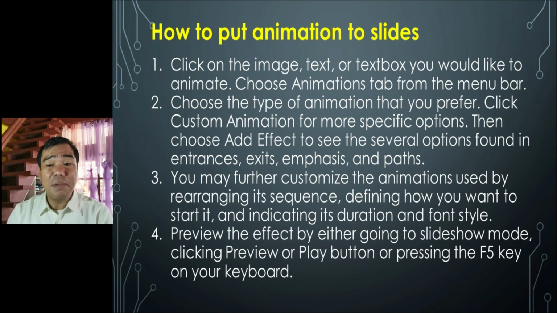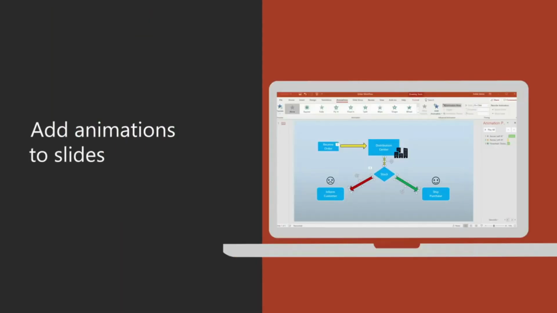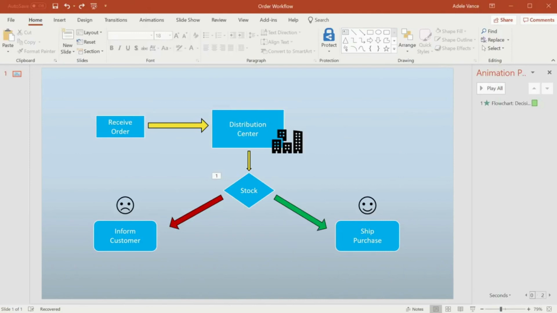Number 3, you may further customize the animations used by rearranging its sequence, defining how you want to start it, and indicating its duration and font style. Lastly, number 4, preview the effect by either going to the slideshow mode by clicking preview or play button or pressing the F5 key on your keyboard. Add animations to text, pictures, shapes, and more in your PowerPoint presentation.